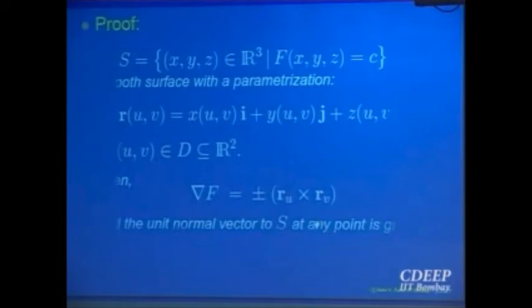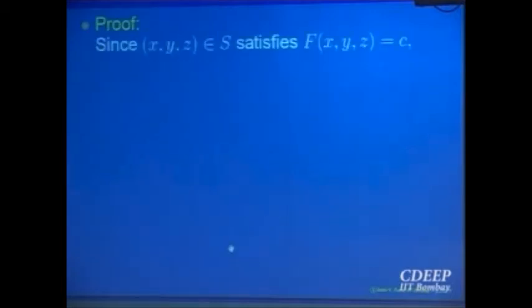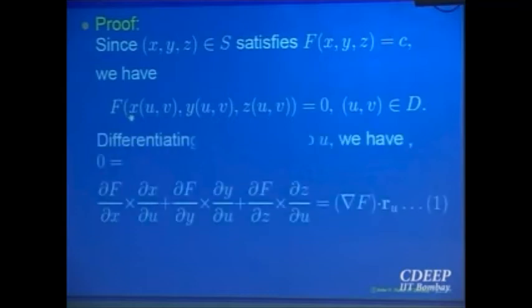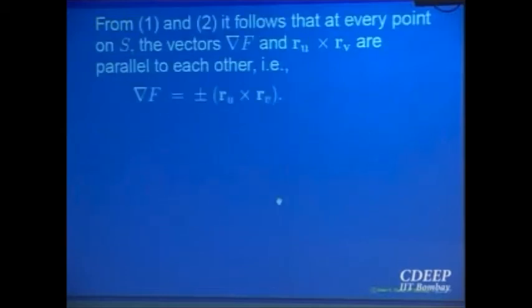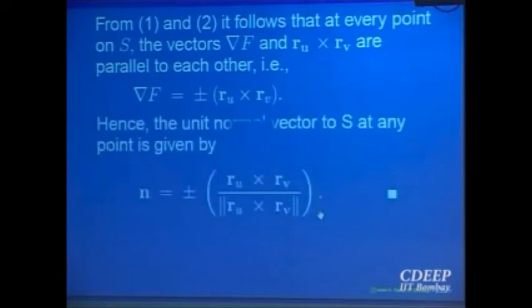So when you do those, you get two equations, and that means the gradient is perpendicular to r_u, and also perpendicular to r_v. That is what we said. It is perpendicular to the tangent to the r_u curve, and also perpendicular to the r_v curve. So it is perpendicular to both, so it must be nothing but r_u cross r_v with a plus or minus sign. So that proves that it must be one of plus or minus that, so that proves the theorem, and that is a unit normal vector.